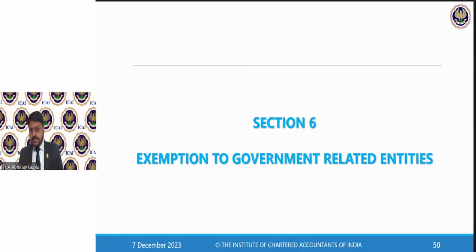Now, section 6 is talking about certain exemptions given by this standard to the government related entities. So whatever we have discussed so far, that is the related party transactions and the category 1, category 2 disclosures, right? So this is all applicable on all the entities in its entirety. There is no exemptions or exceptions given in the standard, with a limited exemption given to the government related entities that we are going to talk about.